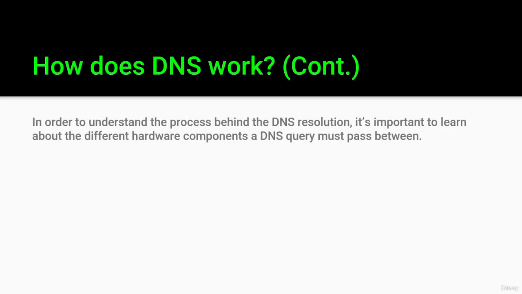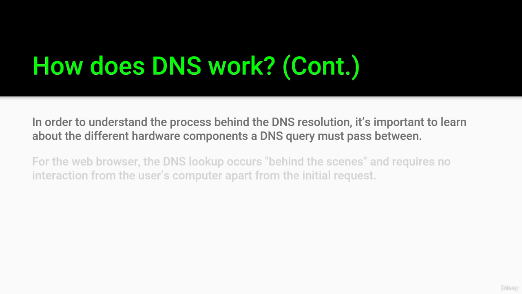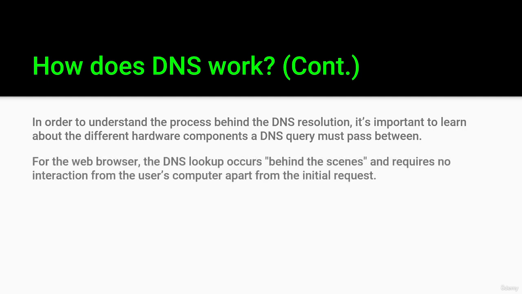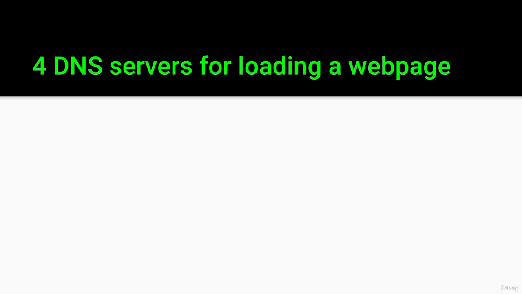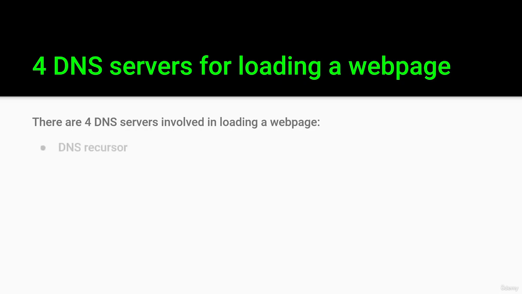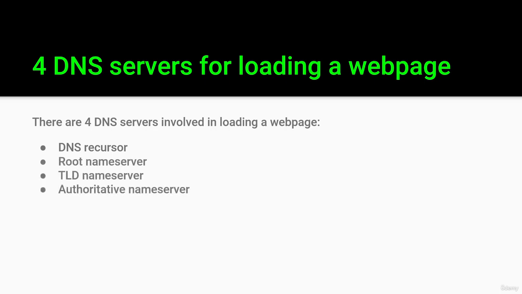In order to understand the process behind DNS resolution, it is important to learn about the different hardware components a DNS query must pass between. For the web browser, the DNS lookup occurs behind the scenes and requires no interaction from the user's computer apart from the initial request. There are 4 types of DNS servers involved in loading a web page: the DNS recursor, the root name server, the TLD name server, and the authoritative name server.